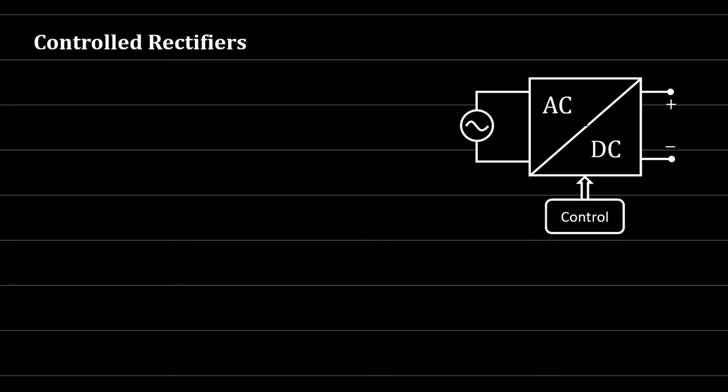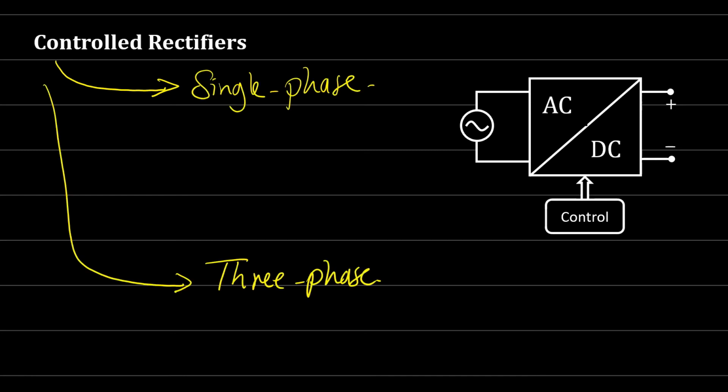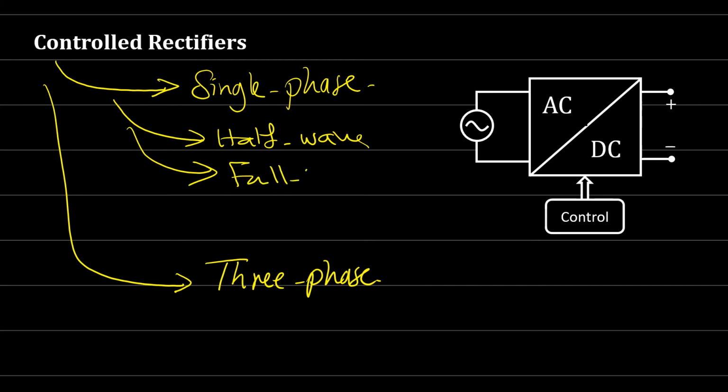But in the controlled rectifiers, we will use devices such as the thyristors to control the AC waveform and convert it to a DC waveform. If you think about the controlled rectifiers, you will find that they can be divided into two main categories. Number one, what we call the single-phase rectifier. And number two is the three-phase rectifier. For each one of these, we have half-wave rectifier and full-wave rectifier. Half-wave and full-wave. And here also we have half-wave and full-wave.